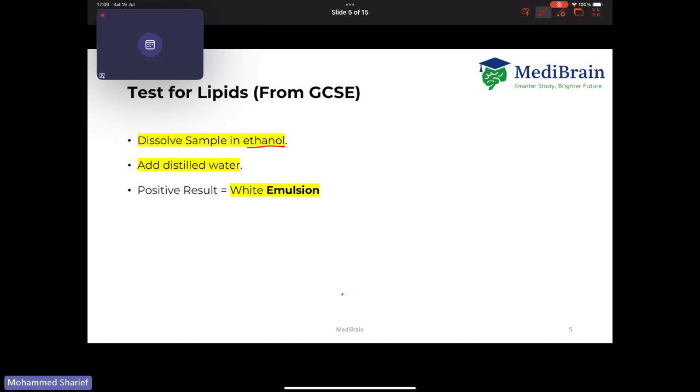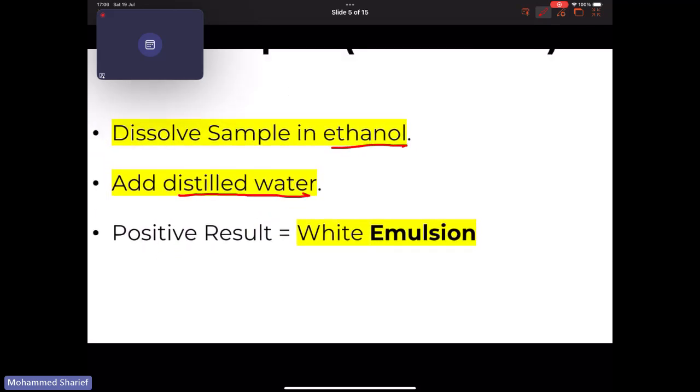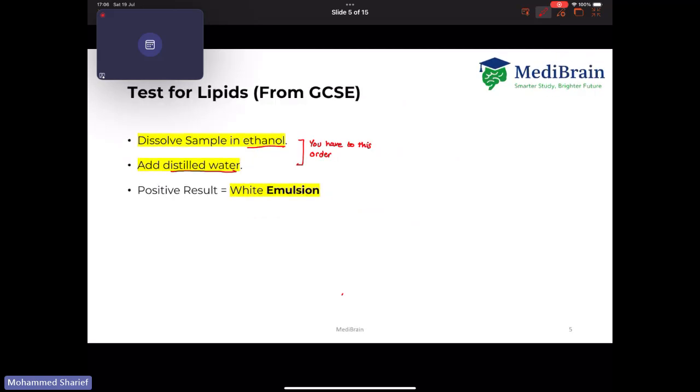And then you add distilled water. The reason why I've highlighted both of these steps is because normally people get confused in the order. You have to have this order, or simply the test won't work. If you had a test tube like this, and you added distilled water first into the test tube, and then you added ethanol, the test won't work. You have to add in the ethanol, then you add in the distilled water, and then the test will work if a lipid is present, obviously.